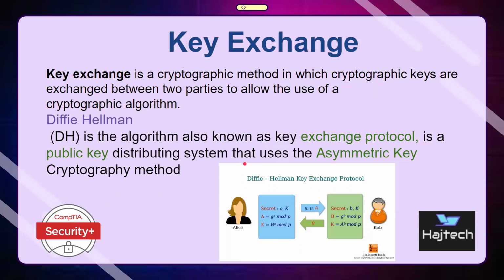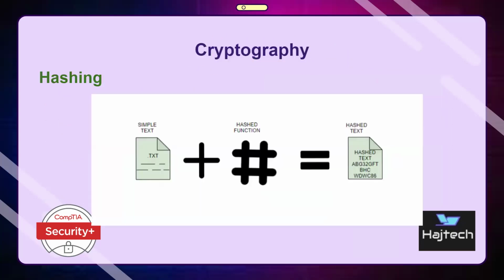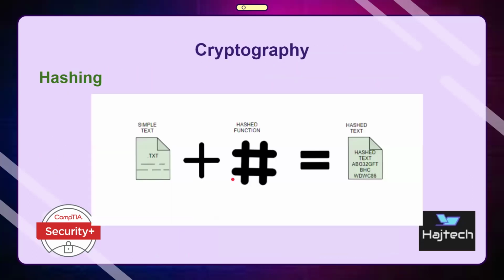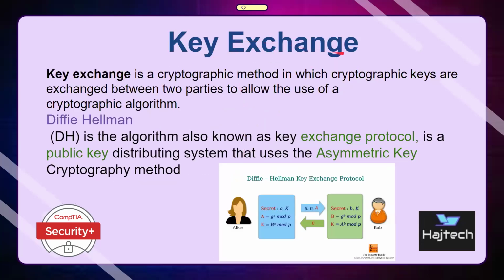Key exchange is a cryptography method in which cryptography keys are exchanged between two partners, allowing them to use a cryptography algorithm. In this example, for digital signatures, Bob needs to send his key to Alice. How does he send it? He uses something called key exchange. So what do we use for the key?